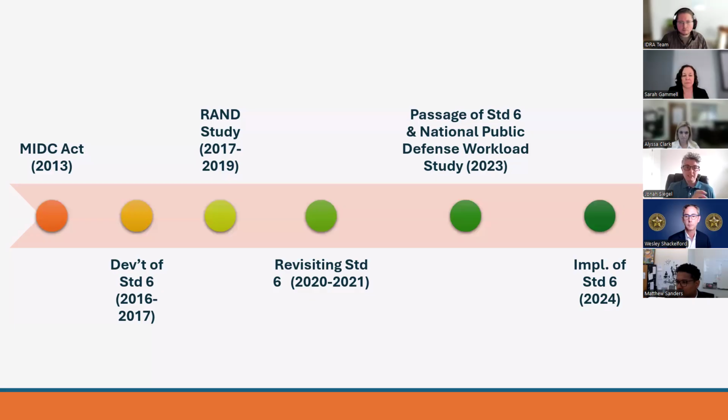And so, despite having these RAND numbers that were lower, we did still end up implementing Standard 6 as initially written, which was the 400, 150 numbers. And then right as the standard actually went into effect, the National Public Defense Workload Study came out, which was really validating of these RAND numbers, because it was in fact even lower than those RAND numbers. And so, I'll talk a little bit in the next part about what's worked and what hasn't worked.